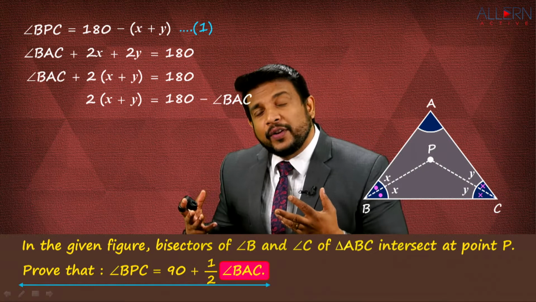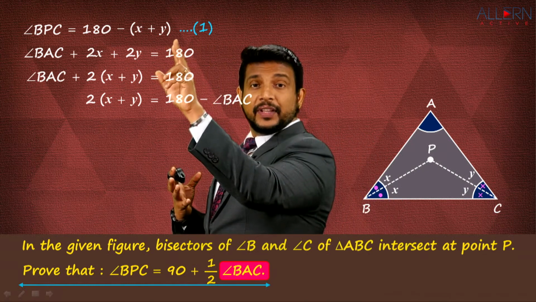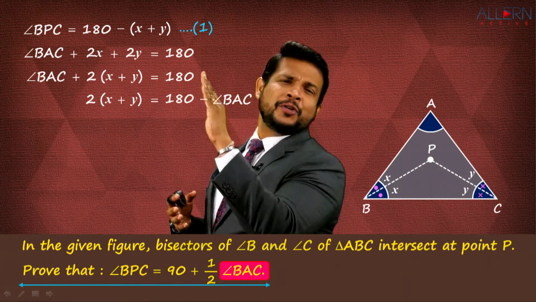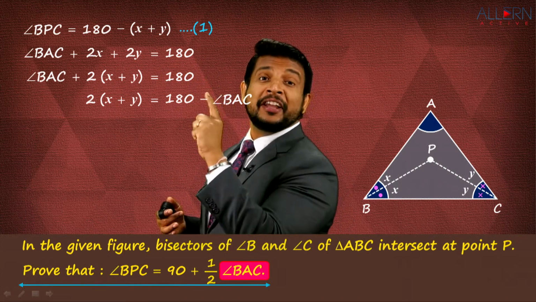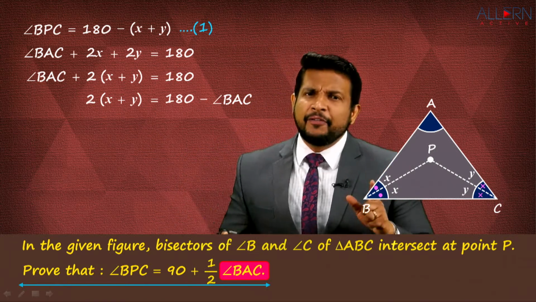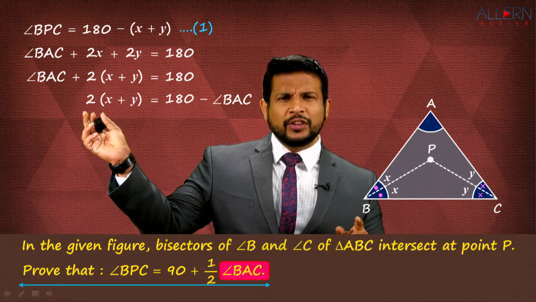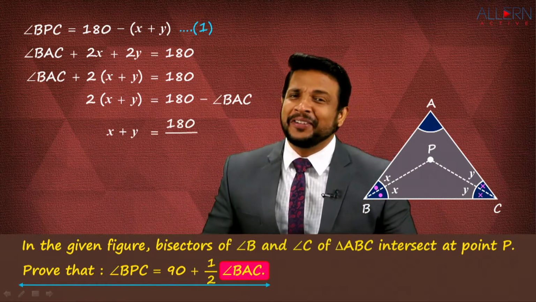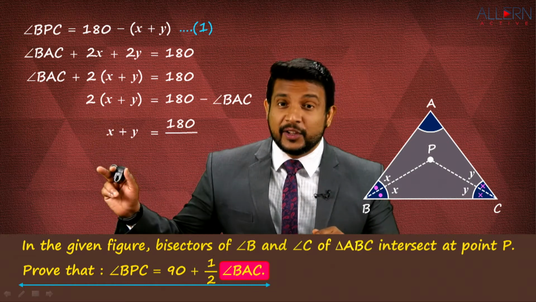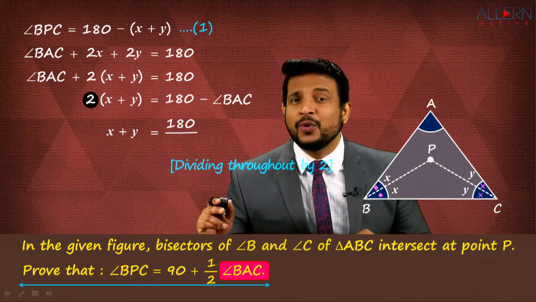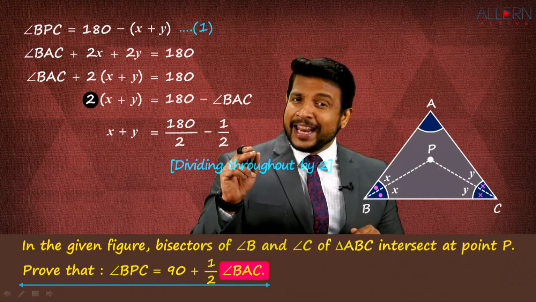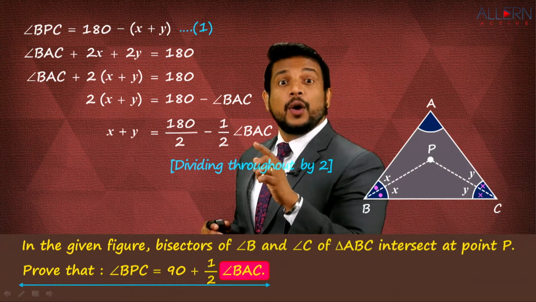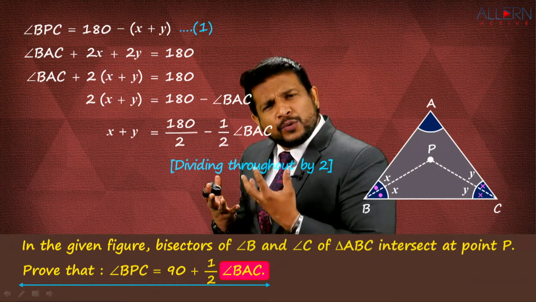So understand what we are doing. We're just trying to get rid of x plus y. If we want to get rid of that, can we just erase it? No, we have to find its value. So we're trying to find the value of x plus y from this equation. If we want x plus y, we don't want this 2. So to remove 2, what do we do? Divide throughout by 2. Observe, dividing throughout by 2. So dividing this by 2, dividing 180 by 2, and minus half of BAC, dividing throughout by 2, right? Why are we doing that? So that we get the value of x plus y.